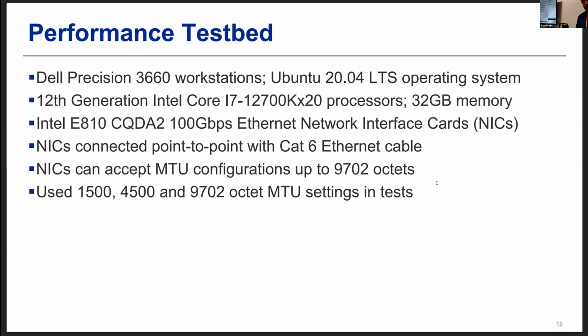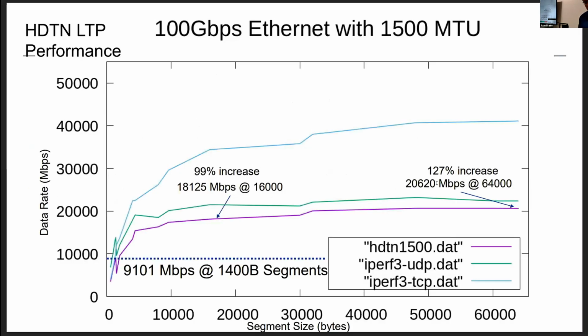So in our performance testbed at Boeing, we have two Dell Precision workstations running Ubuntu with 12th generation Intel Core i7 processors and 32 gigabytes of memory. The key thing that we have here is Intel 100 gigabit per second Ethernet network interface cards. They're connected point to point with a Cat6 Ethernet cable. The NICs can accommodate MTU configurations up to 9702 octets, and we use 1500, 4500, and 9702 octet MTU settings in our tests.